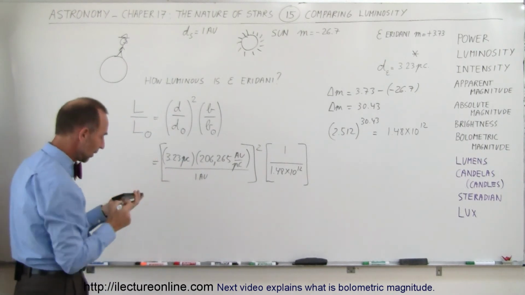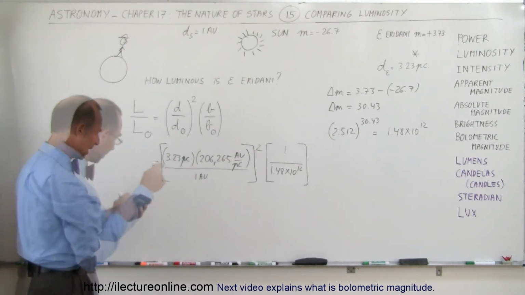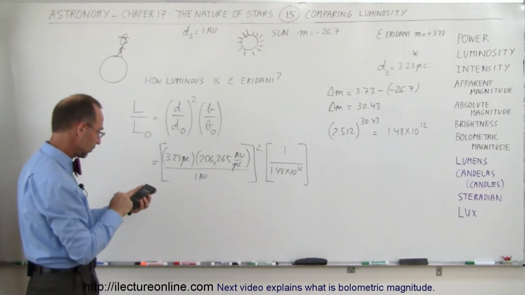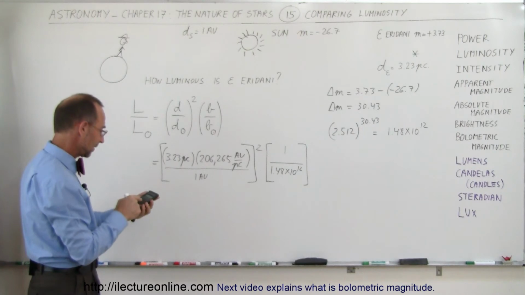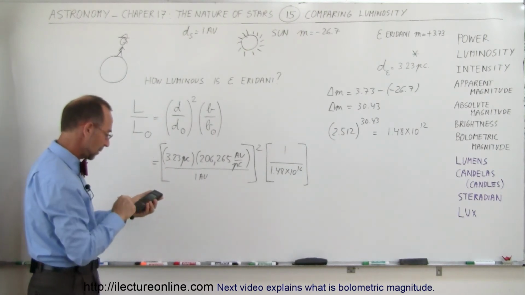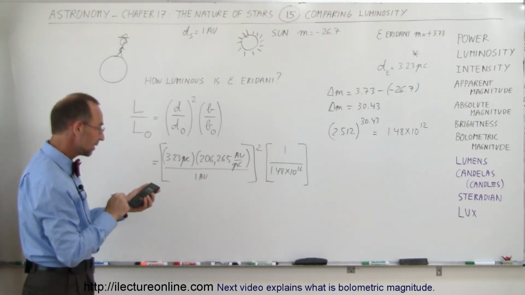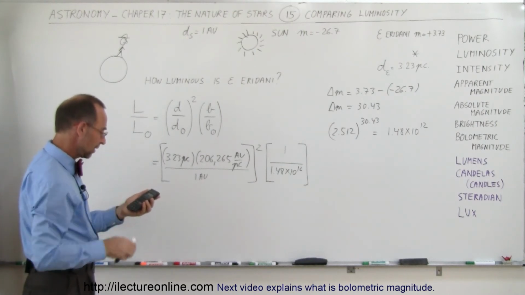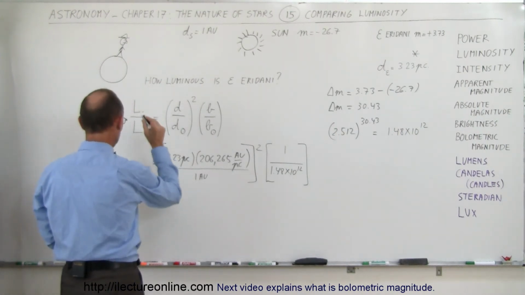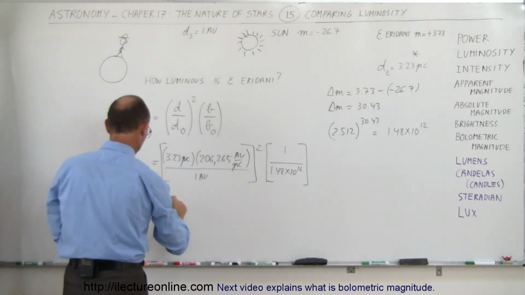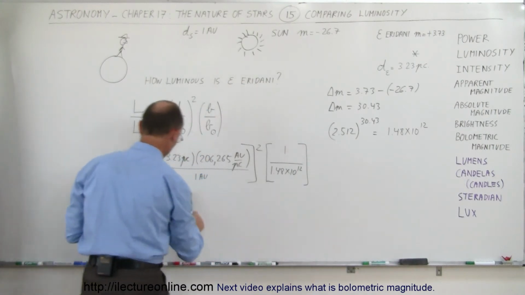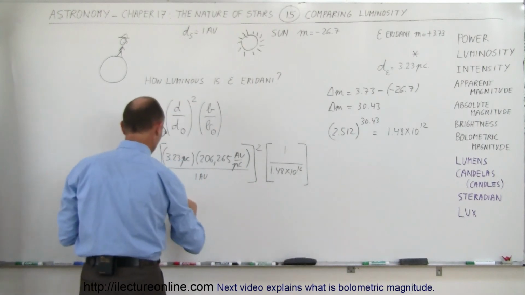All right, now we're ready to go ahead and multiply this out. 3.23 times 206,265. Okay, then we square that number and we divide that by 1.48 times 10 to the 12th. And okay, there we go. The result is that the ratio of the luminosity of the star to the luminosity of the sun is 0.2. Oh, might as well just call it 0.3, round it off. 0.30.